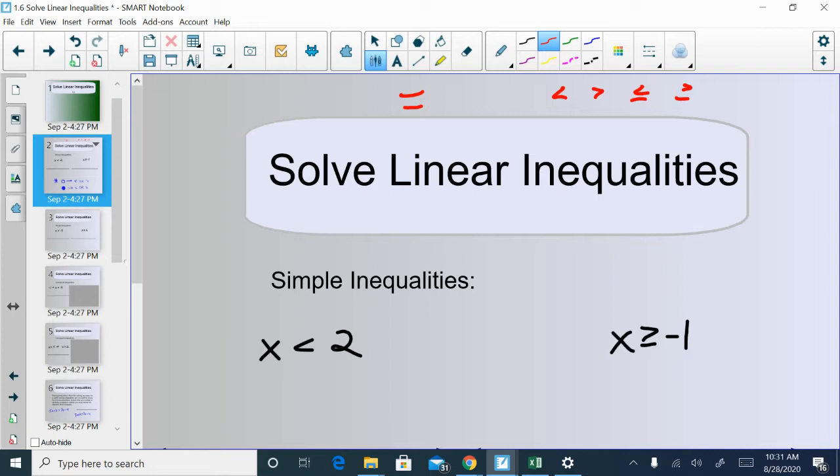So to simplify an inequality and to graph it, what you need to know is that a less than or a greater than sign are going to have open circles. Meanwhile, a less than or equal to sign or a greater than or equal to sign, like these ones, have the filled in circles.